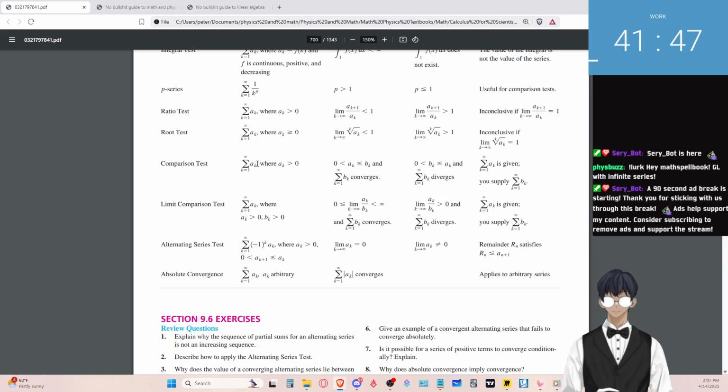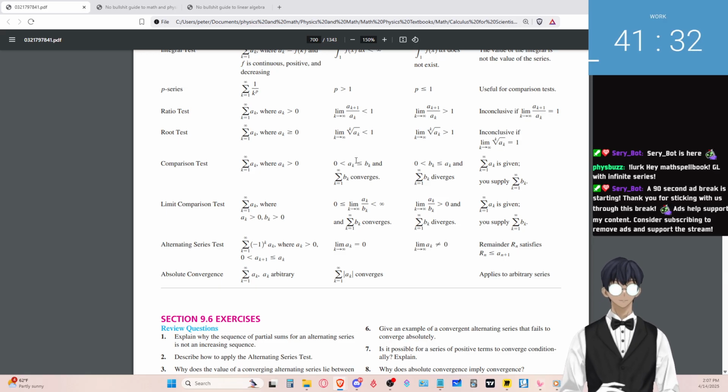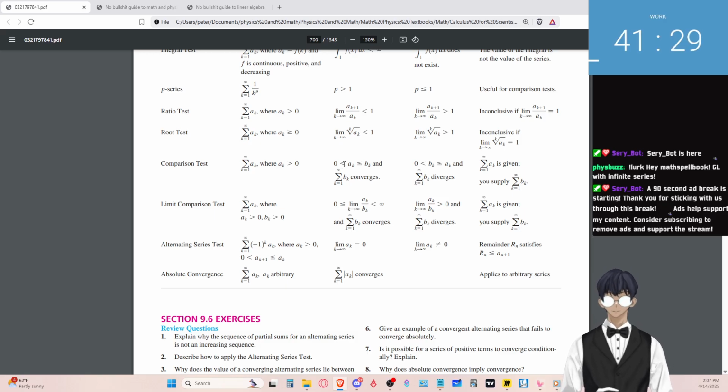Okay, the comparison test where it's greater than 0. So A is greater than 0. Oh wait, 0 is less than. Okay, I was like, am I reading that backwards? 0 is less than a_k, and a_k is less than or equal to b_k, and the sum of b_k converges. So basically you just compare this to another series. We might have to practice the comparison test.